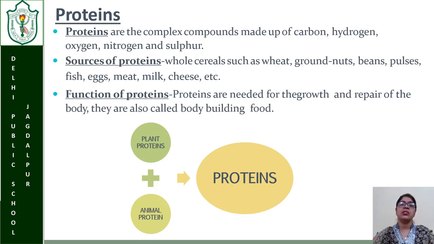Next one, the source is proteins. What category or group of food are proteins? They are body building food. But protein is a complex compound. Like carbohydrate was made up of carbon, hydrogen and oxygen, proteins are made up of carbon, hydrogen, oxygen, nitrogen and sulphur. How many are there? Five elements. In that there were only three elements. That is why proteins are complex compounds.